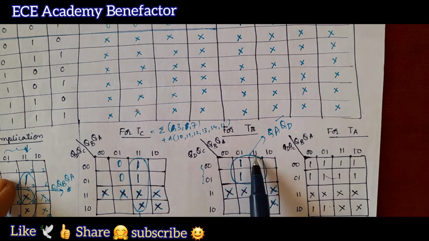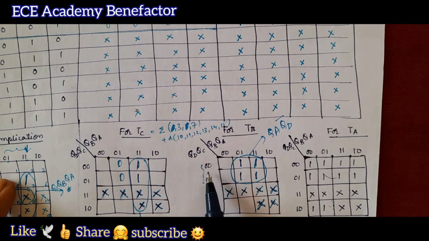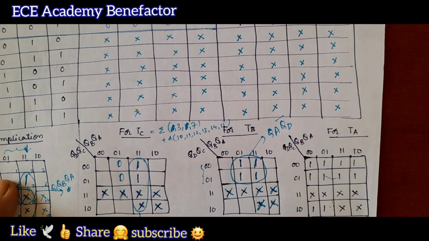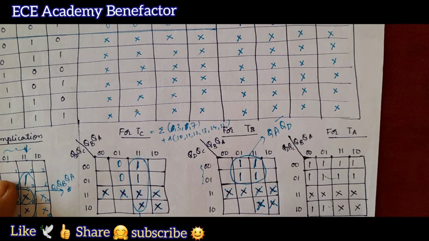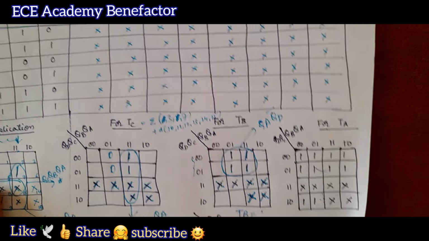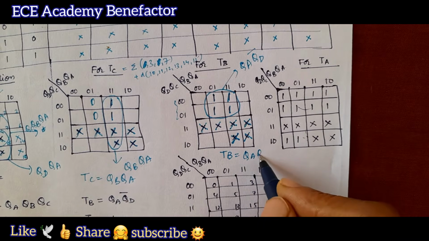Here 1 is there, what, in these two columns 1 is common. So what is 1 here? QA. In these two rows 0 is common, that is QD bar. So for TB what is the answer? It's coming to be as QA, QD bar.